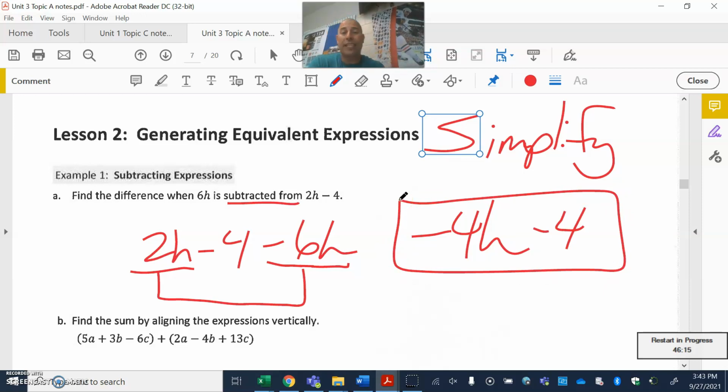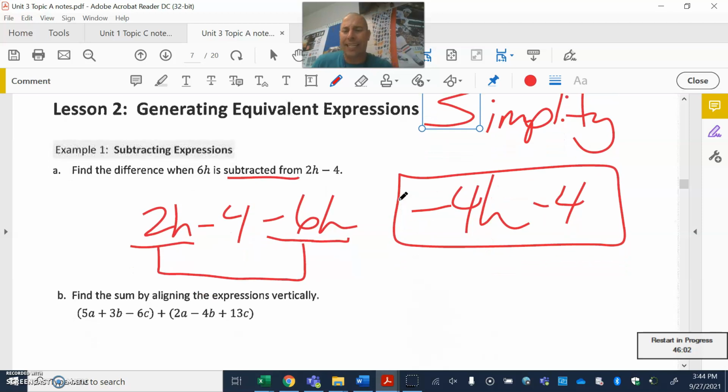This is what we refer to as standard form. We like the letters to come first and then just the plain old numbers to come last. So again, it's our math grammar here. It takes a little bit of time to get used to.